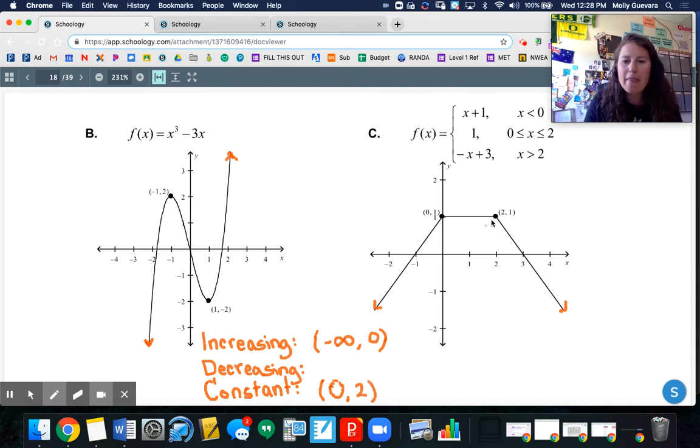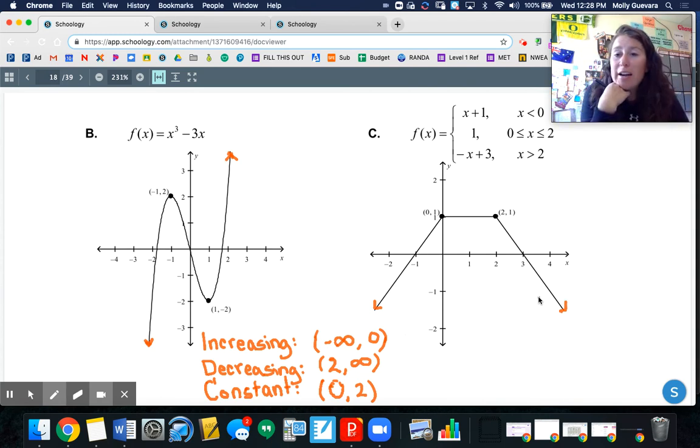Okay. And then at 2, I'm decreasing, decreasing, decreasing all the way to infinity. So then from 2 to infinity, I'm decreasing. And so then that's what that would look like, right? Constant or increasing, constant, decreasing. So I literally just go left to right, and as a direction changes, I just write down that interval as I go.